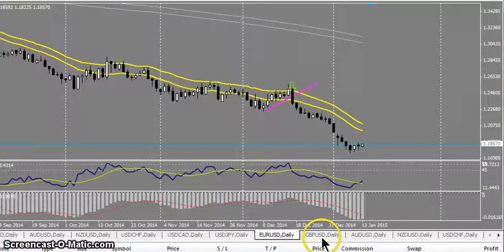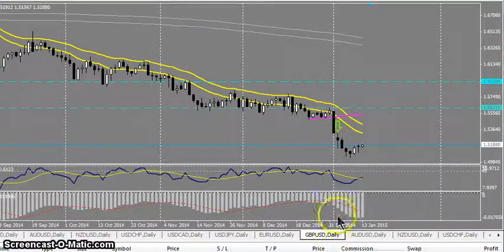Next pair, British pound US dollar, exact same situation as the Euro USD. They often are parallel in price action. The British pound and the Euro often move in the same general direction. So again, we're looking for movement to the upside first. That's called a retracement or a pullback, and then bearish evidence to the downside.